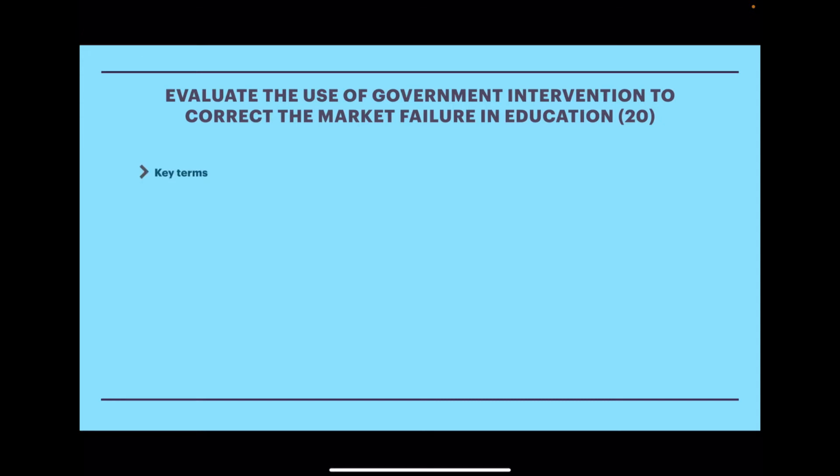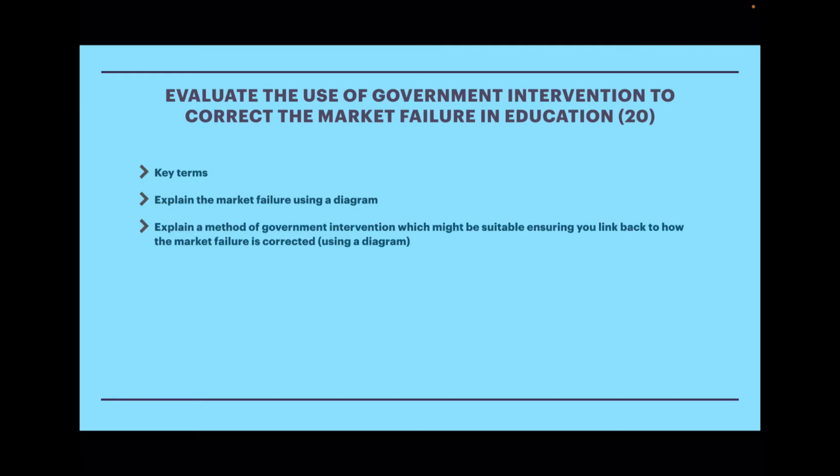So I'm just going to outline very quickly the sections of the essay and then look at each one in a little bit more detail. So obviously we start with the key terms, explain the market failure using a diagram. So that would be the market failure diagram where you've got your private costs and your social costs. Explain a method of government intervention which might be suitable, ensuring you link back to how the market failure is corrected. So that's another diagram. You could possibly recycle the diagram from the part 2, but you could use another diagram. It's probably simpler to use another diagram.